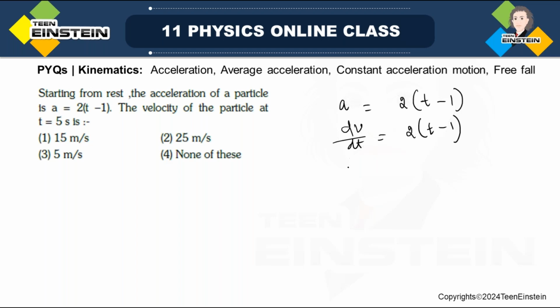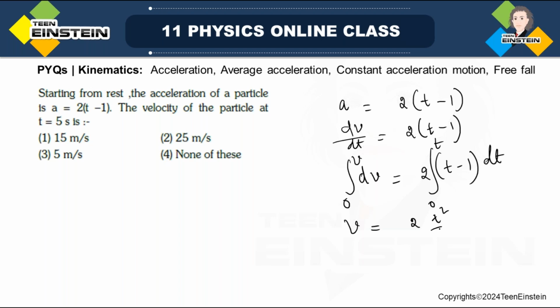So here starting from rest, that means when t is equal to 0, v is equal to 0, and at t is equal to t, v is equal to v. This is dv equals 2t minus 1 dt, integrated from 0 to t. So here it will be v, and the other side it is 2 t square by 2 minus t. That means t square minus 2t. v is equal to this.